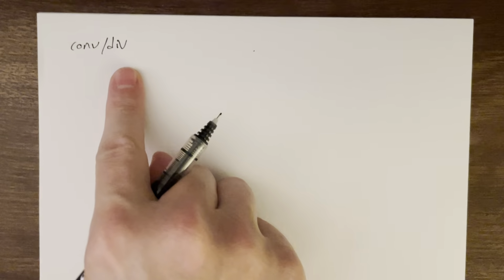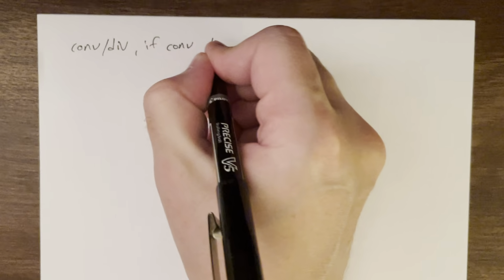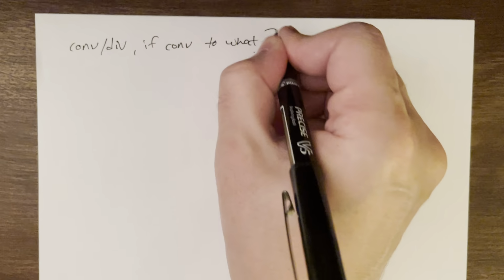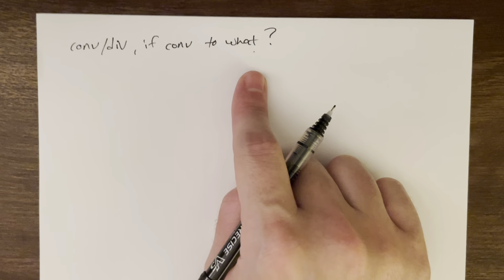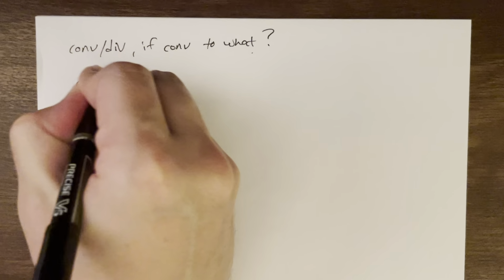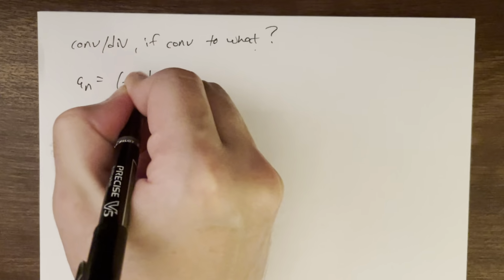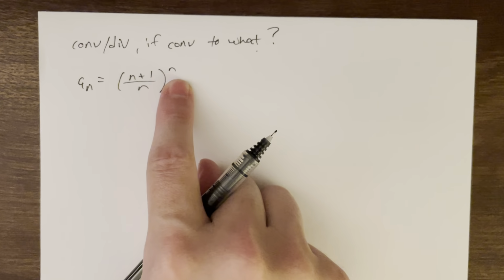Again, does the sequence converge or diverge? If it converges, to what? Still sticking with that. I'm going to start over now. We've already used a lot of letters, so I'm going back to A, and let's look at the sequence a sub n is (n plus 1) over n, all to the n power.